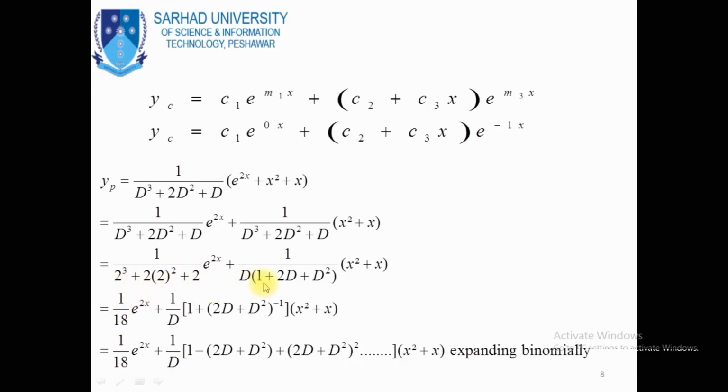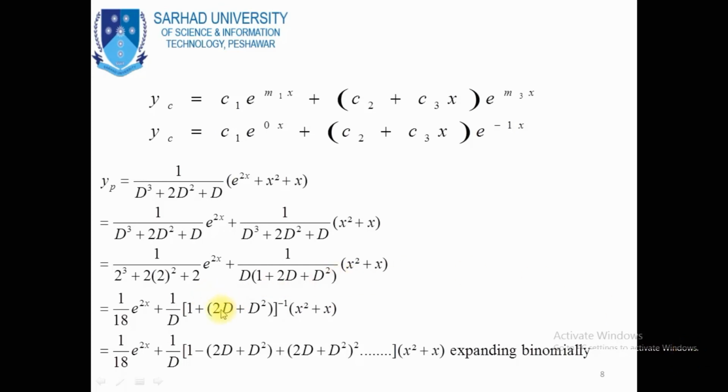Now the particular part for the polynomial is remaining, so we are going to find the particular part in the case of the polynomial: 1 over D and 1 plus 2D plus D square. 1 is the first term for the binomial expansion, and 2D plus D square is the second term. So we can write 1 plus x, this actually represents x, which is the second term, and shift this expression to the denominator. We can write 1 plus (2D plus D square) power minus 1. So this is a binomial expansion.